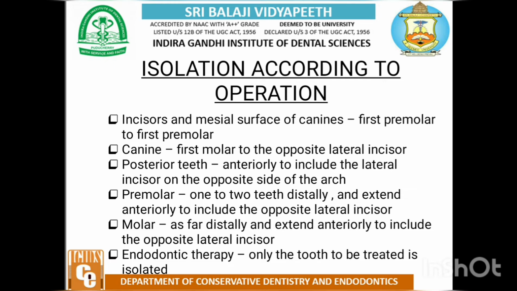To operate on the premolar, place the rubber dam 1 to 2 teeth distally and extend anteriorly to include the opposite lateral incisor. To operate on the molars, the rubber dam is placed far distally and extended anteriorly to include the opposite lateral incisor. For endodontic therapy, only the tooth that needs to be treated is isolated.